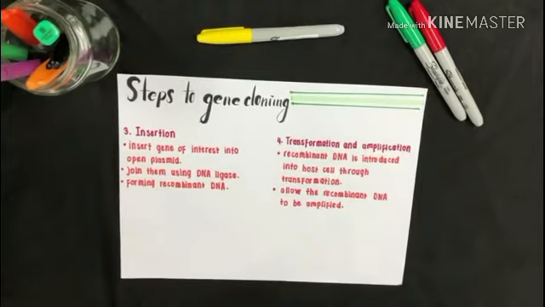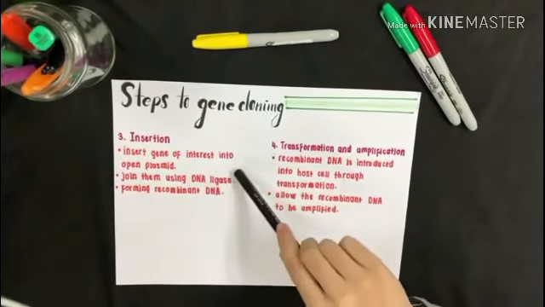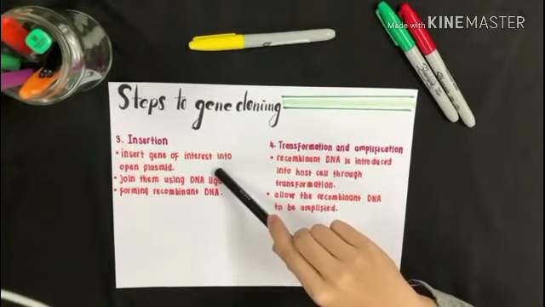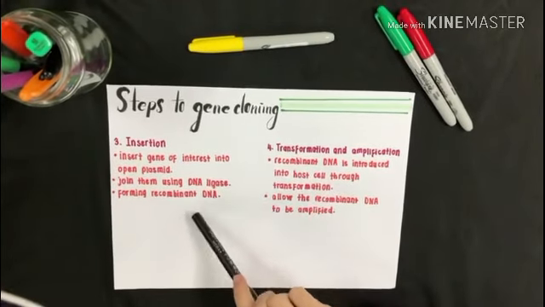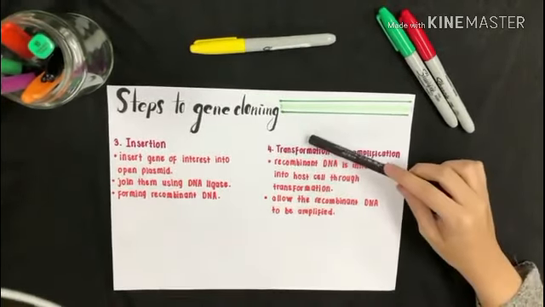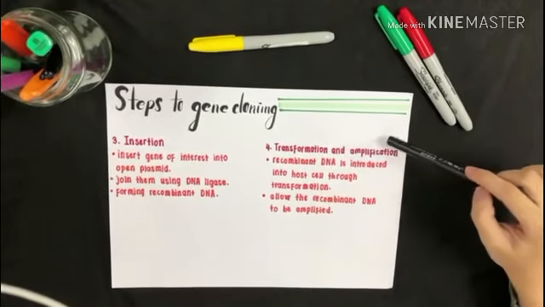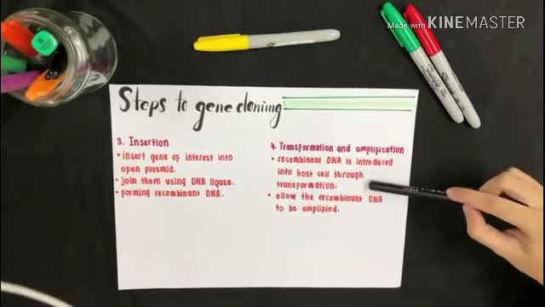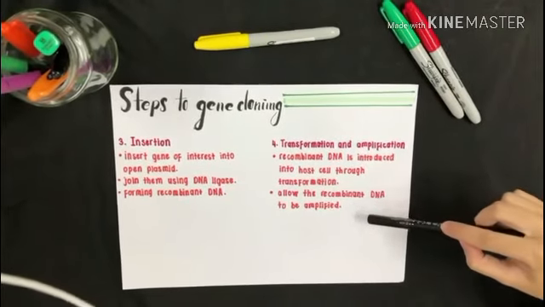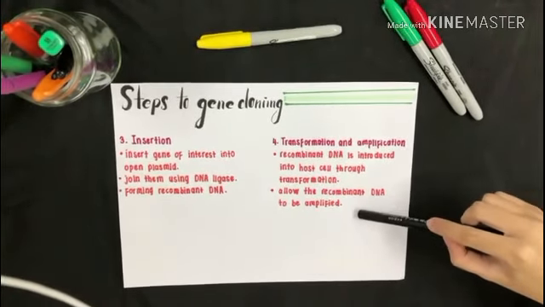The third step is insertion. Insert the gene of interest into the open plasmid. Join them using DNA ligase, forming recombinant DNA. The fourth step is transformation and amplification. Recombinant DNA is introduced into the host cell through transformation. Allow the recombinant DNA to be amplified.